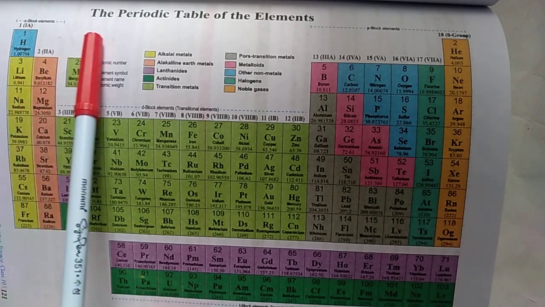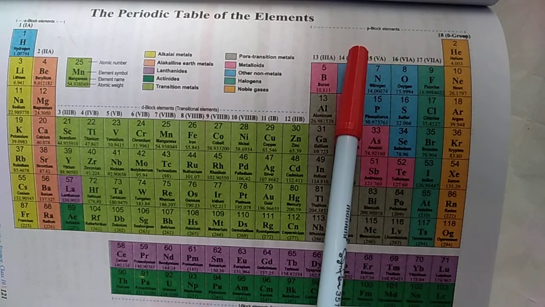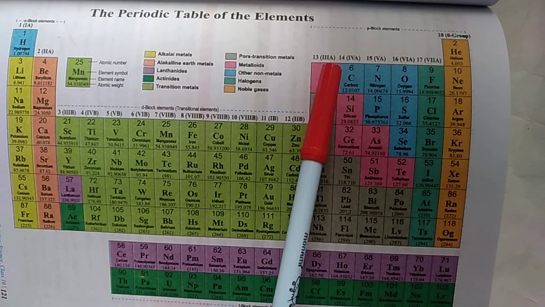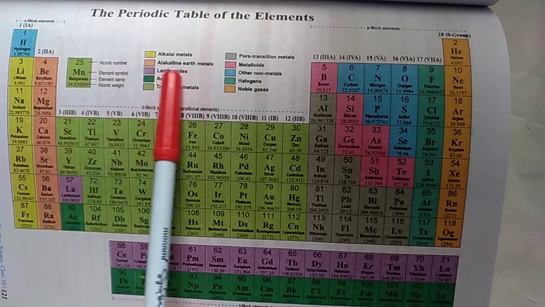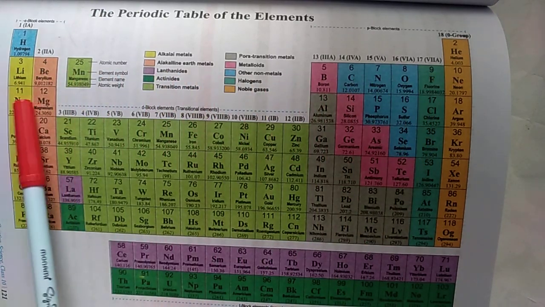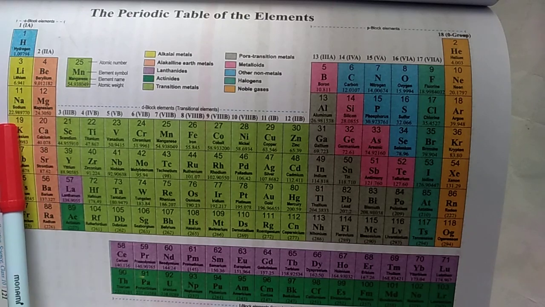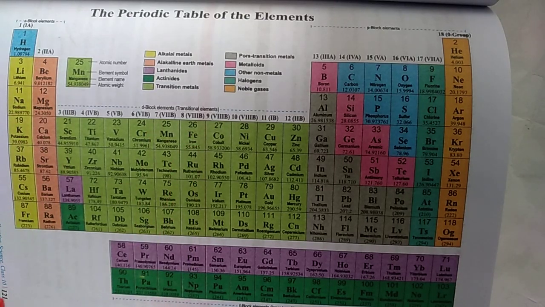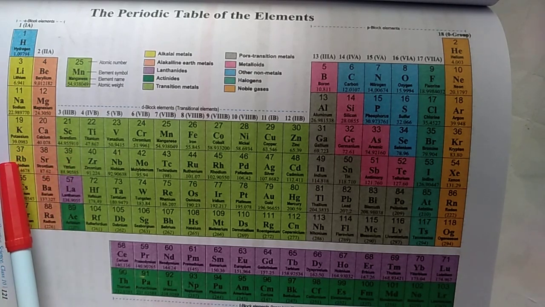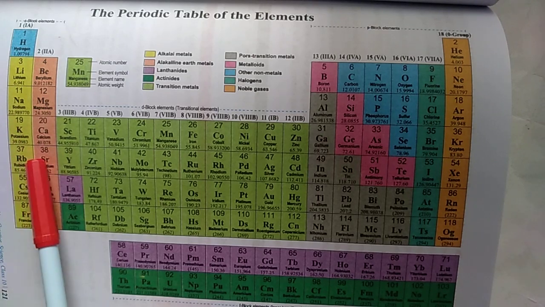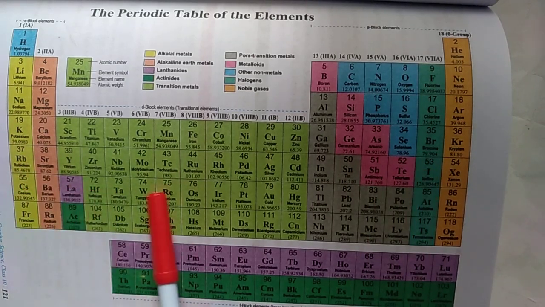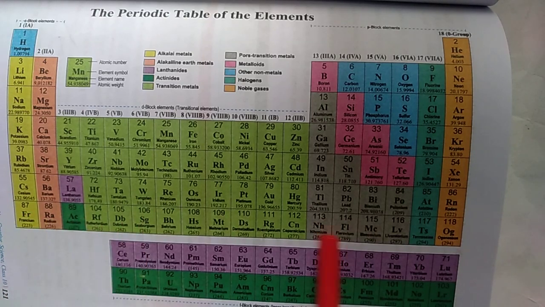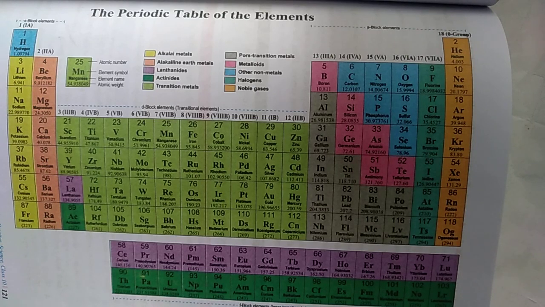For example, in the first row, these two elements have 1 orbit in their atomic structure. The second row elements have 2 orbits. Third row elements have 3 orbits. Fourth row elements have 4 orbits. Orbits means shells around the nucleus in atomic structure. These elements have 1 2 3 4 5 orbits. These elements have 6 orbits, or shells. These elements have 7 orbits, or shells, in their atomic structure. So these are the differences between groups and periods.